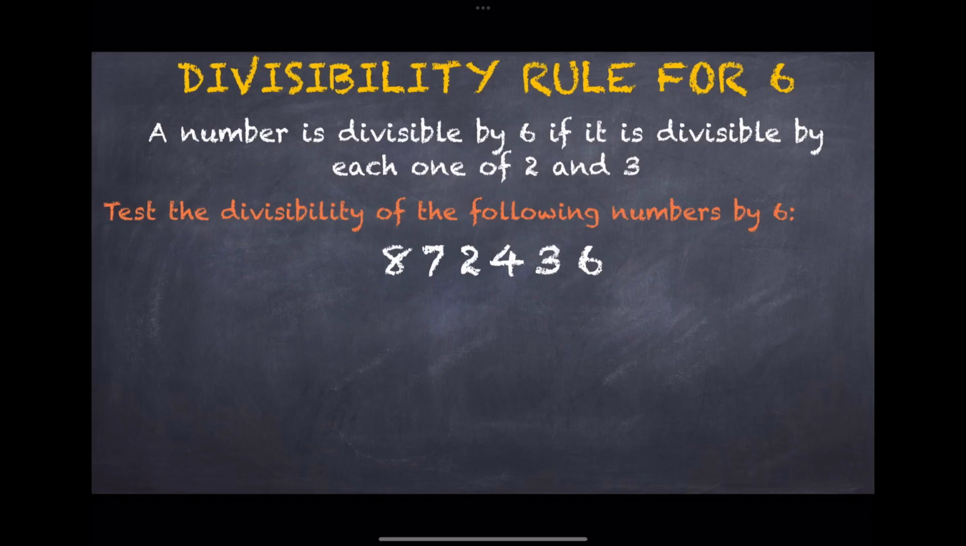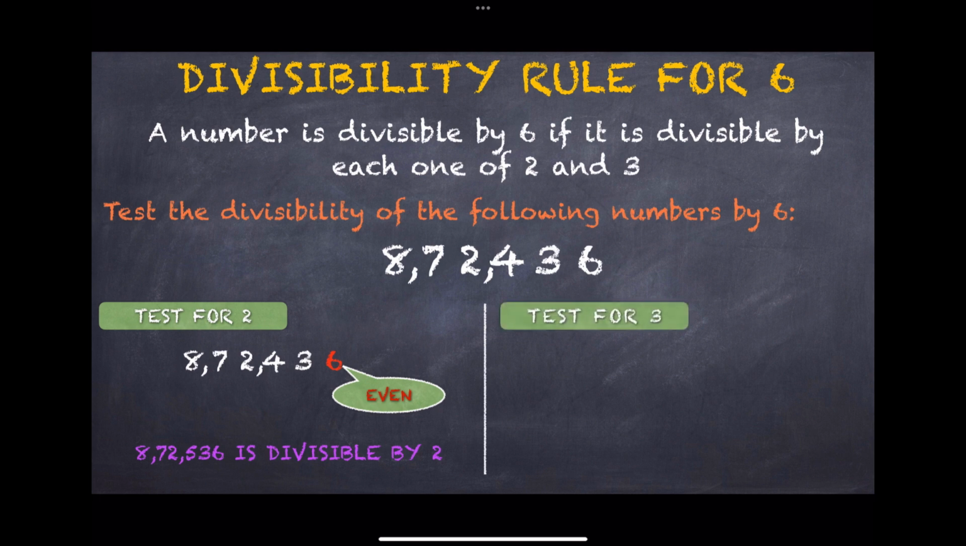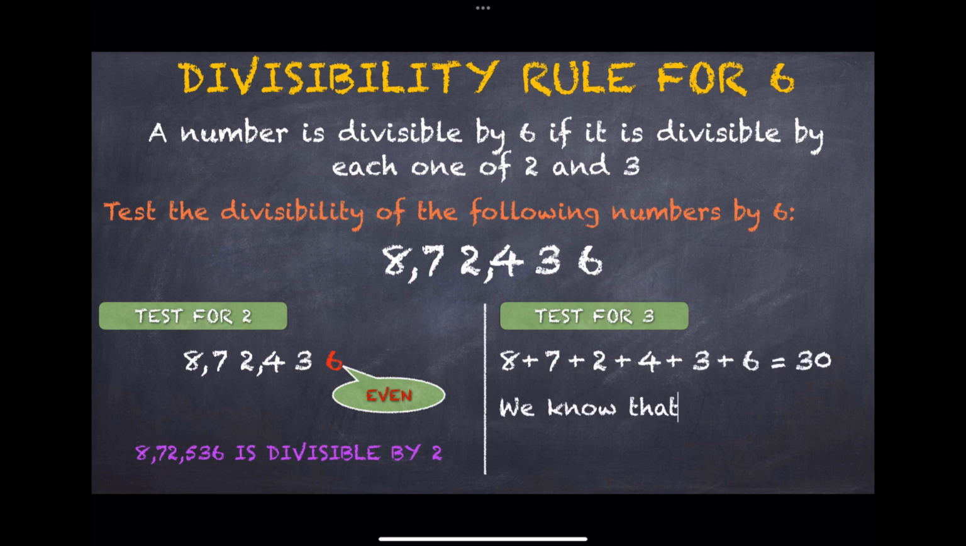Let us take up another example. We have 872,436, which is 8,72,436. First, let us test whether the number is divisible by 2. Since the digit in ones place of the given number is even, it will be divisible by 2. Next, let us test whether the number is divisible by 3. If I add up all the digits of the given number, I obtain the sum as 30. And we all know that 10 times 3 is 30. So 30 is divisible by 3.